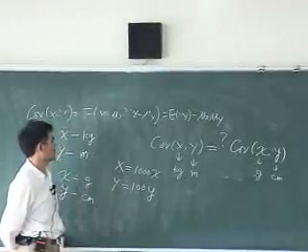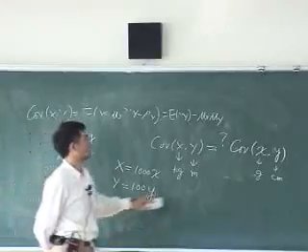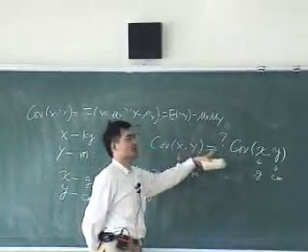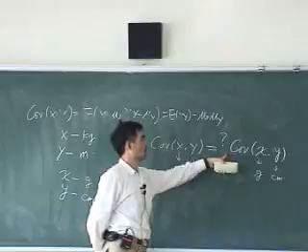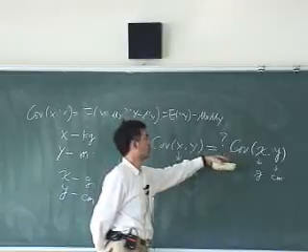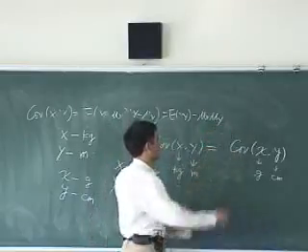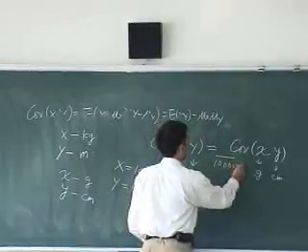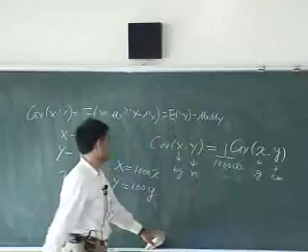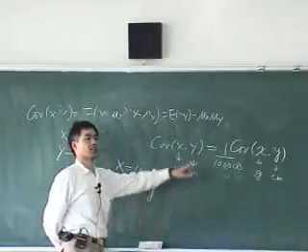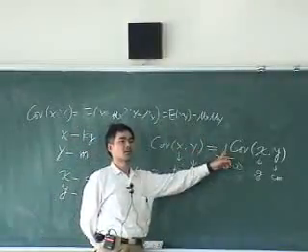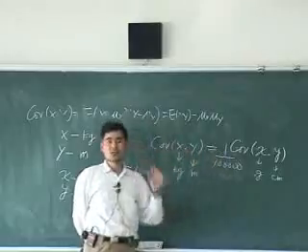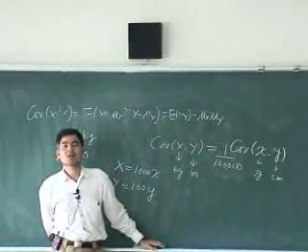So if this one is going to be equal to this one, what do you need to do? You need to divide it by 10,000. You need to divide it by 10,000. So what does this mean?